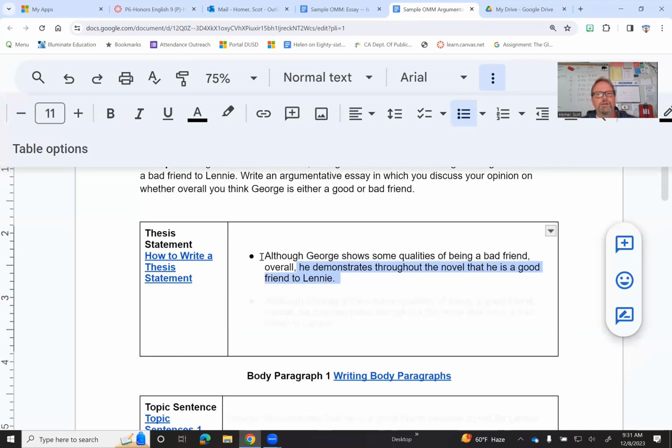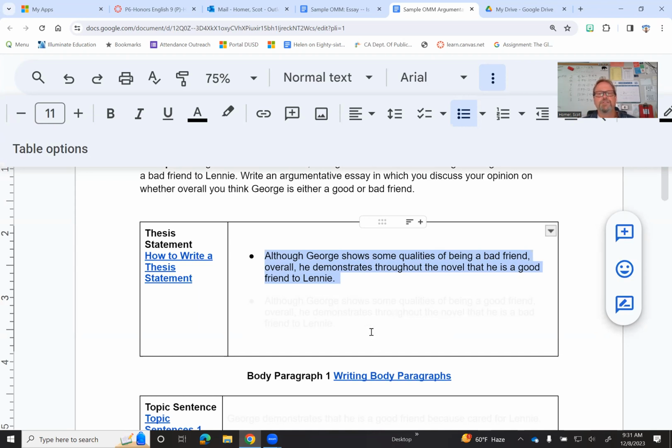So when we are acknowledging the other side, the side we don't agree with, we put that in the subordinate clause, in the lesser important clause. And then when we're promoting the side that we actually believe in, that's when we use the main clause, the more important clause. Okay, so notice the punctuation. Although George shows some qualities of being a bad friend, comma, overall, comma, he demonstrates throughout the novel that he is a good friend to Lenny.